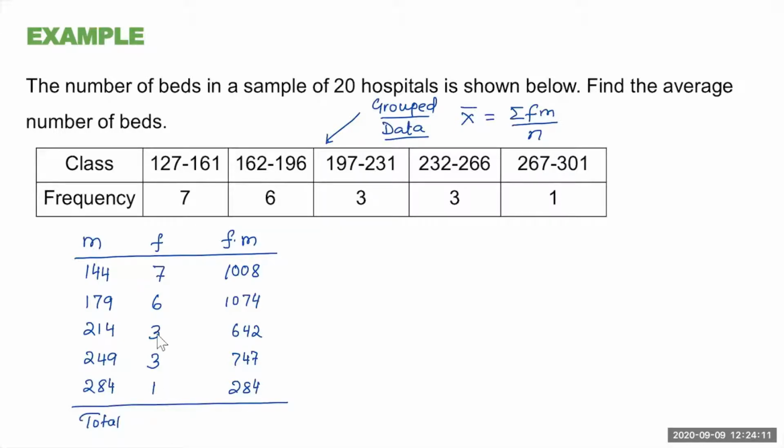So if you try to find the total, if you add all these numbers, that is 20, because we are taking a sample of 20 hospitals and we are finding the average number of beds. Now let's add these values, F times M. If you add all these numbers using a calculator, the result is 3,755. Now everything is ready.